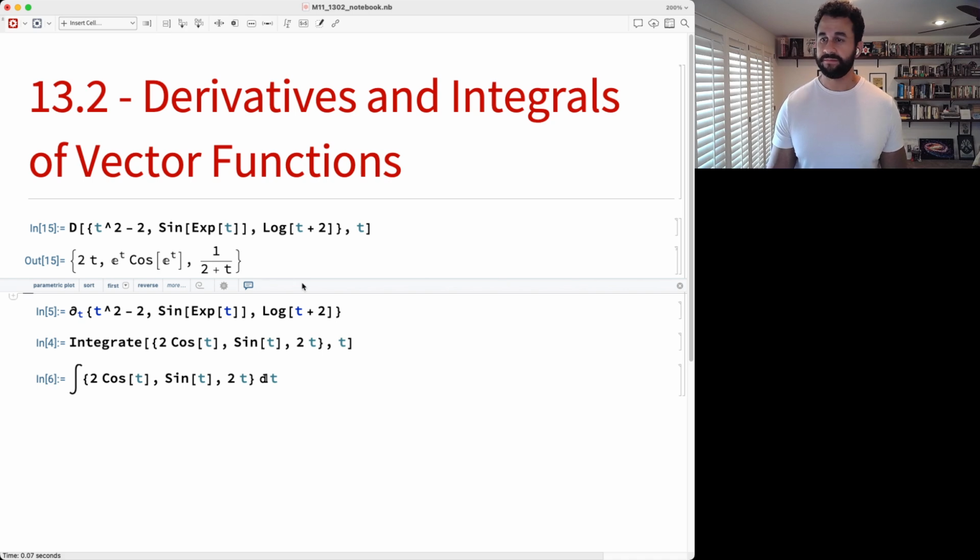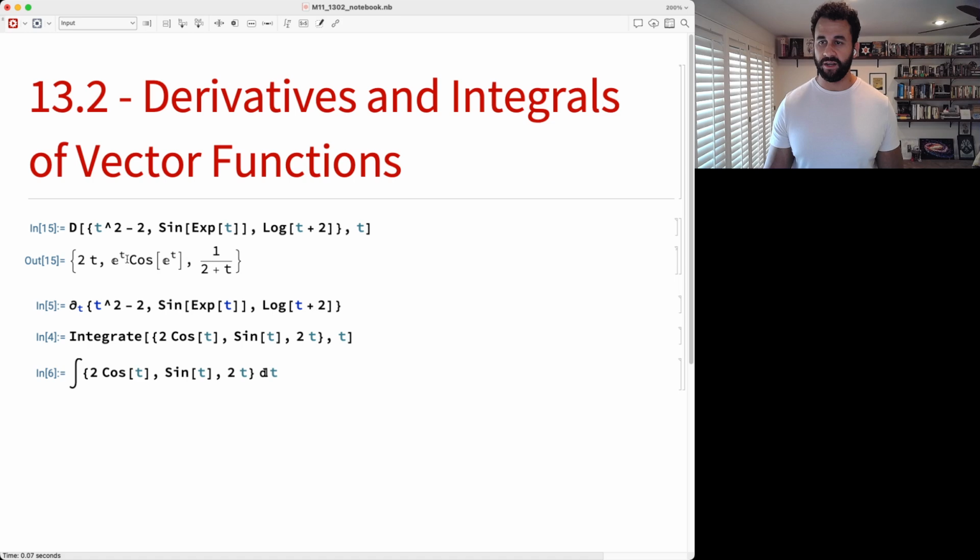There it is. Remember you can enter, see these fancy e's? That's just the exponential function. You can enter it just by doing escape exp. Oh no, it's EE, right? Yeah, EE, escape. That's how you get the exponential. Or you can just type exp. But that was the derivative we computed.